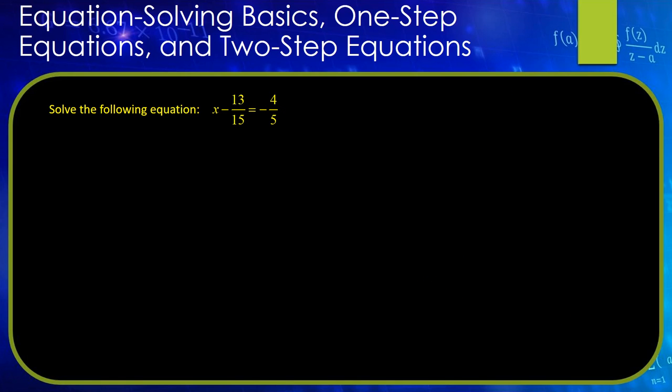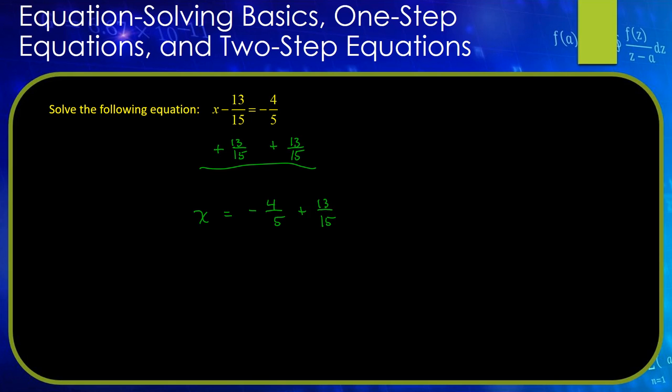x minus 13/15 equals negative 4/5. So for this one, I'm trying to isolate x. It's on the left-hand side, so I'm going to add 13/15 to both sides to get rid of the subtraction. So I have x equaling negative 4/5 plus 13/15. I've got to carry through that addition on the right-hand side.